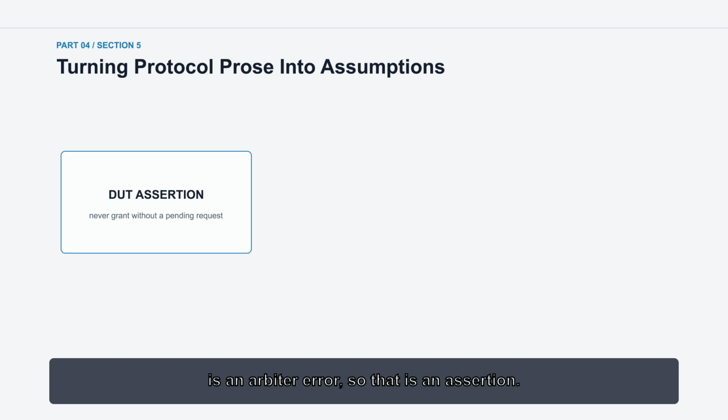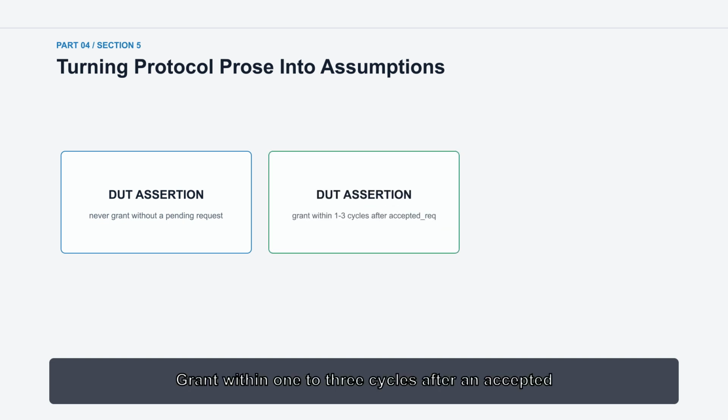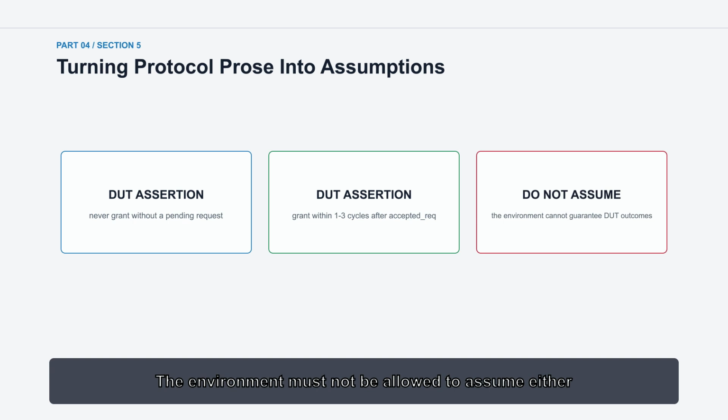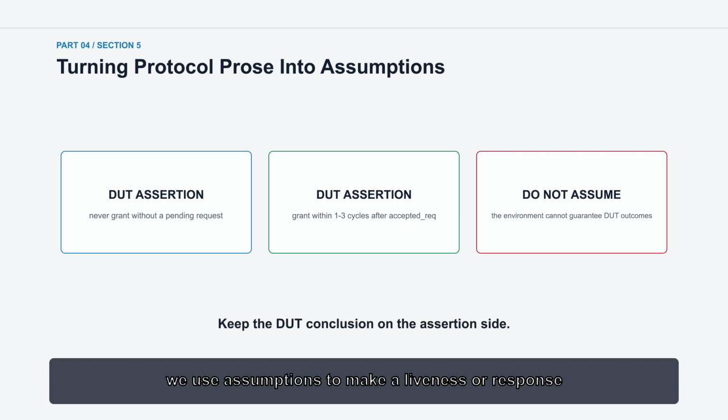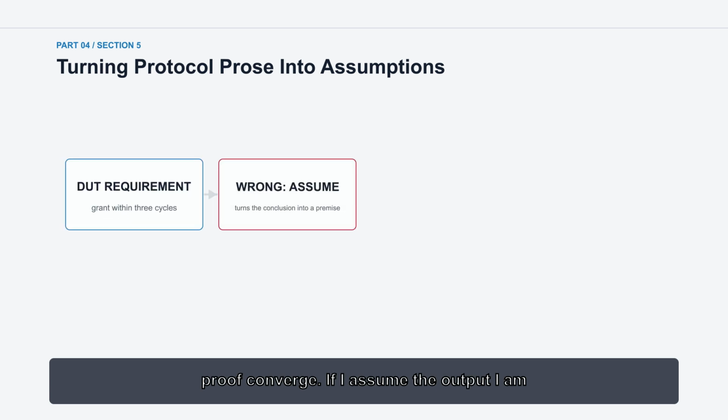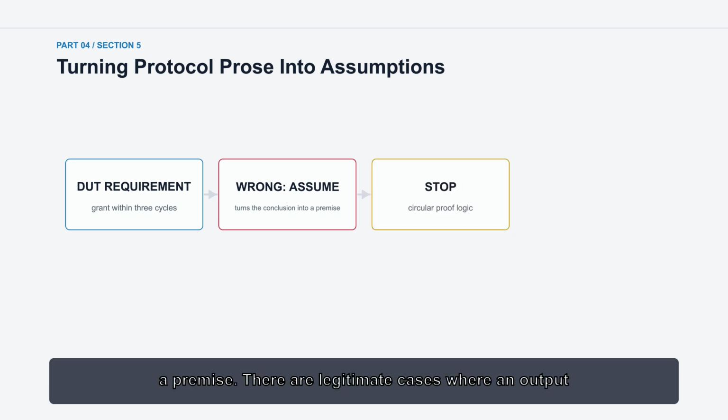Grant without a pending request is an arbiter error, so that is an assertion. Grant within 1 to 3 cycles after an accepted and non-cancelled request is also an assertion. The environment must not be allowed to assume either of those outcomes. This kind of mistake happens when we use assumptions to make a liveness or response proof converge. If I assume the output I am supposed to prove, I have converted the requirement into a premise.